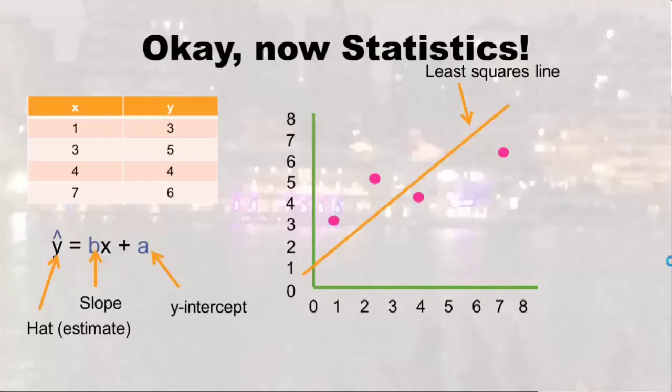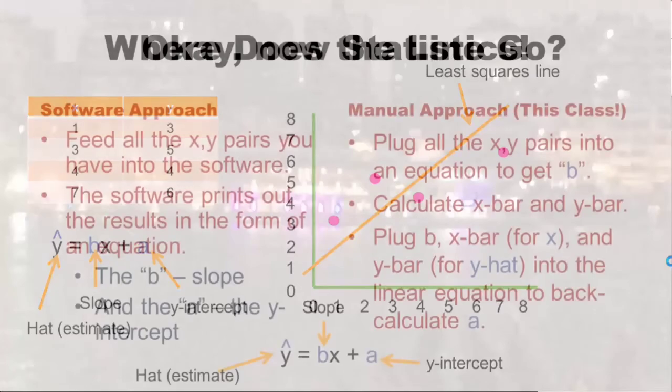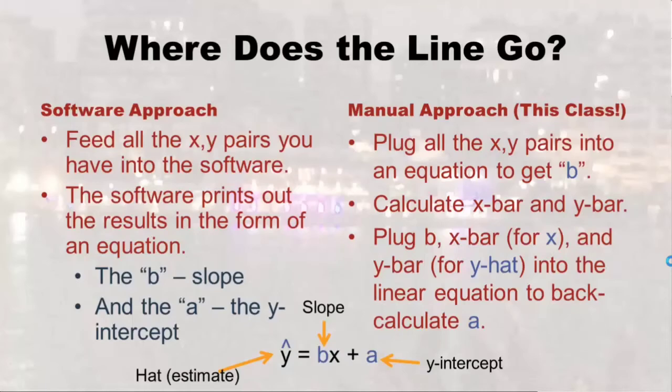And so we almost have, in a way, the same goal we did back in algebra. We have to get that B, that slope. And then we have to use that to back calculate our A. Okay, so let's go on with that. So like I said, in the software approach, you just feed all the XY pairs in, and then the software just prints out the B and the A. It just prints out the slope and the y-intercept, which is why I love the software.